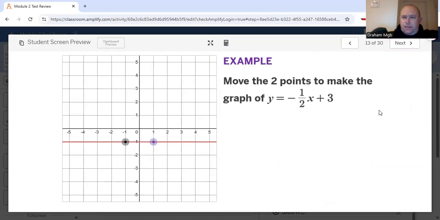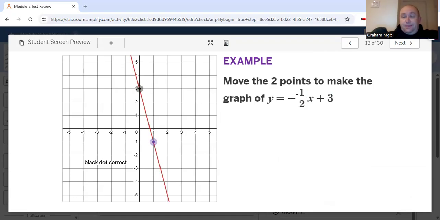Move the 2 points to make the graph of y equals negative 1/2 x plus 3. So this is certainly the slope, but the number without the x, that's going to be the y-intercept. So I'm going to want to start from 3 on the y-axis, and then I just want to use rise over run for this. Now, with the negative being in the middle, that can sometimes be confusing.